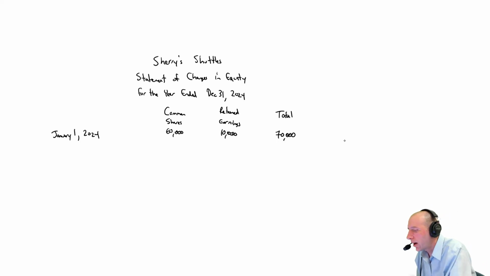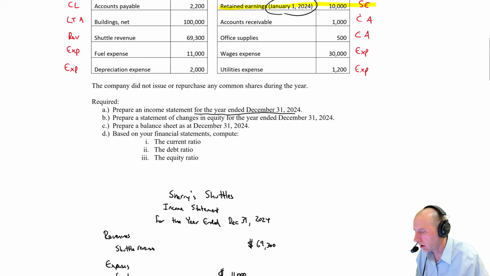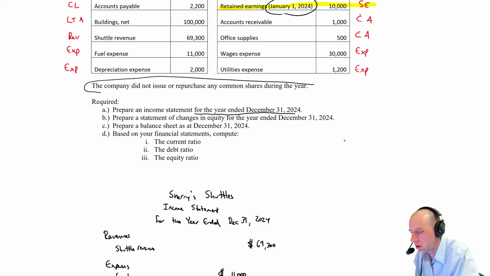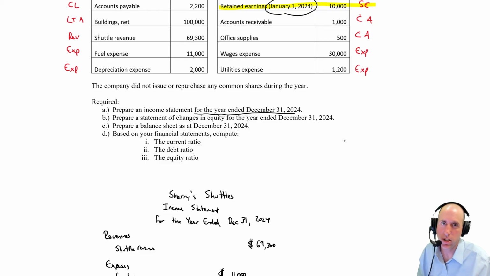Okay. Now we're going to add to this any shares that were issued. We'll deduct from it any shares that were repurchased. Looking up here, it says the company did not issue or repurchase any common shares this year. So common shares isn't changing. Again, if we issued new shares, we would add those. If we bought back our shares, as you hear, big companies are doing share buybacks, you would deduct from your common shares.